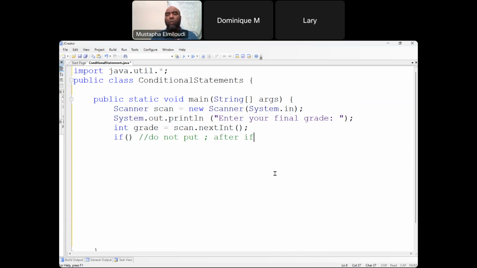We put a semicolon only when the statement is finished. Okay, so don't forget, do not put a semicolon. It's a very common mistake. The problem is that in some situations, it's not an error. Most of the time it is. But sometimes the program may interpret the code differently than what you think, and that's going to cause unexpected results.